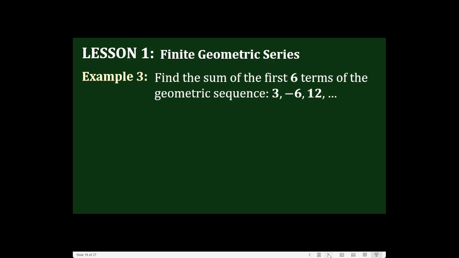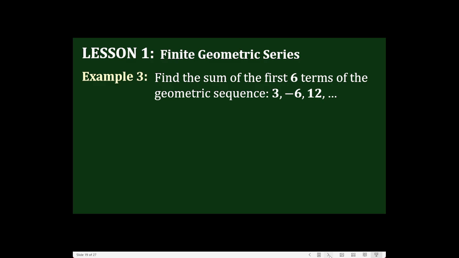How about number 3? Find the sum of the first 6 terms of the geometric sequence 3, negative 6, positive 12, and so on. You will notice here that the terms of this sequence are oscillating, so to speak, meaning the signs are alternating: positive, negative, positive, and so on. So we expect that the common ratio of this sequence is negative.